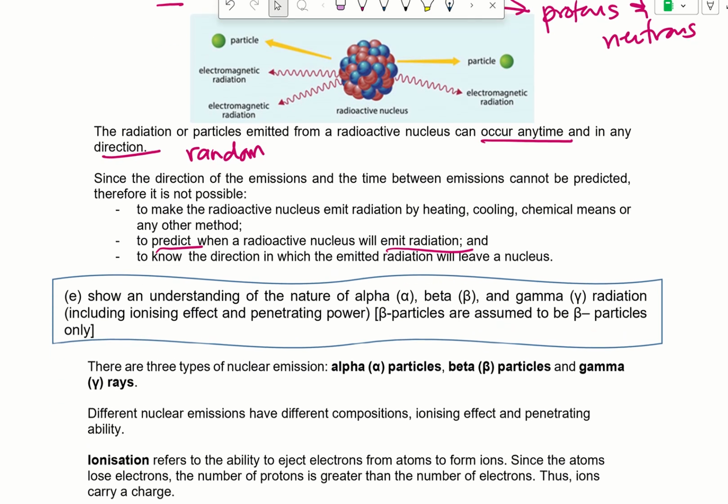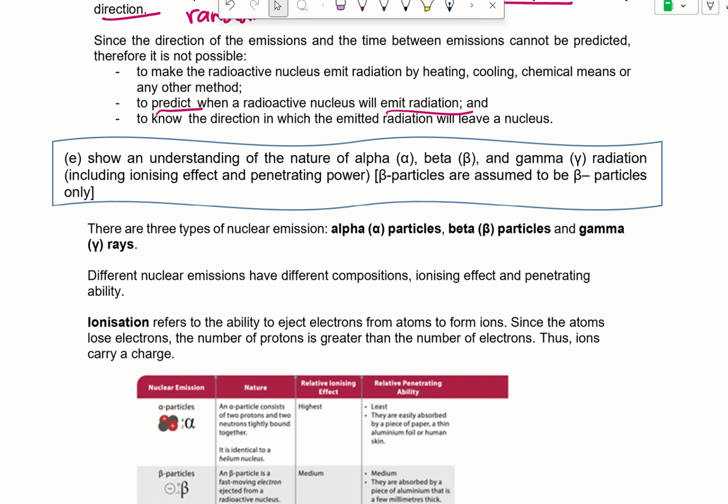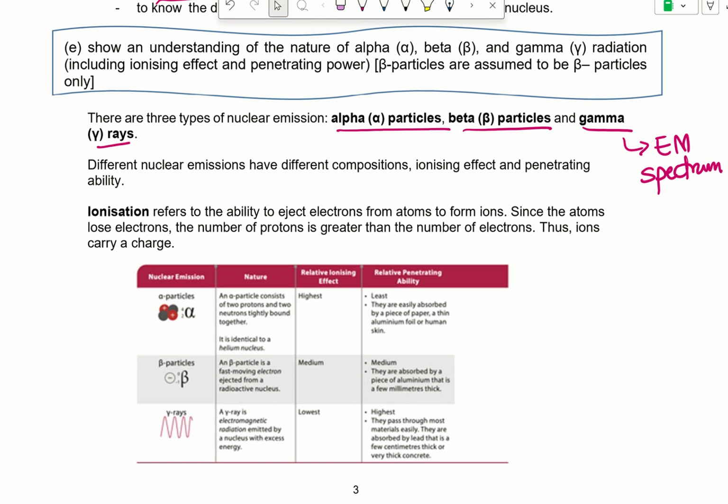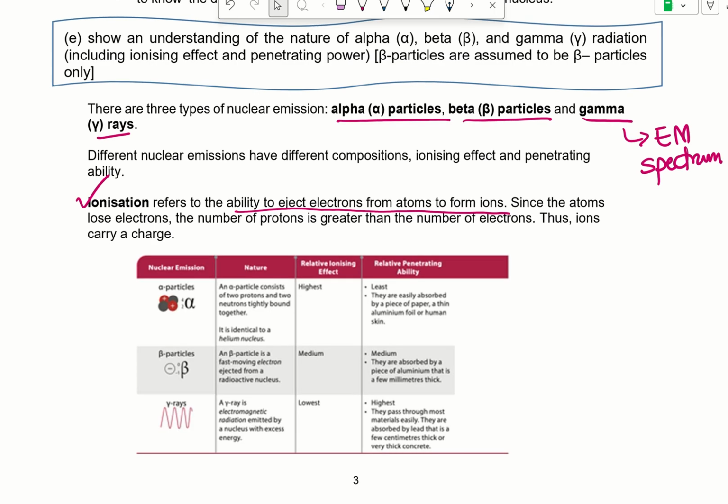So what does it actually emit? It emits alpha particles, beta particles, and gamma rays. Gamma rays we actually study in the EM spectrum, right? It is an ionizing kind of radiation. What is ionization? You need to know this. We learned it in the EM spectrum already. It refers to the ability to eject electrons from atoms to form ions. You learn in chemistry, if the atom loses electrons, then it forms a positive ion, right?